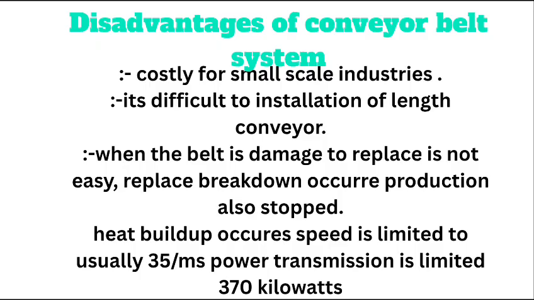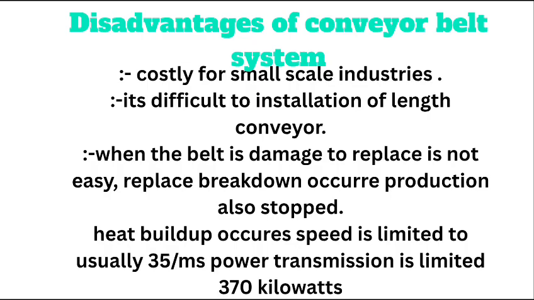Disadvantages of conveyor belt system: costly for small scale industries. It is difficult to install a long conveyor. When the belt is damaged, replacing it is not easy. When a breakdown occurs, production also stops.